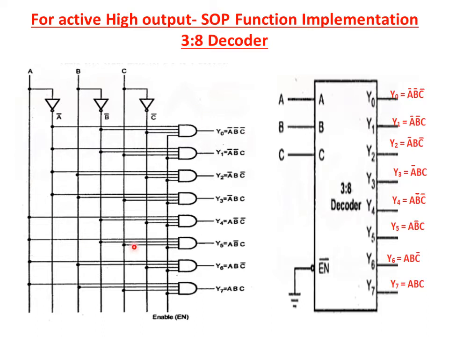So this is the logic diagram representation and this is the block diagram representation. Here the minterms are available. So to implement the Boolean functions, we need to add the minterms. To add the minterms, we have to connect the OR gate at the output of the decoder.